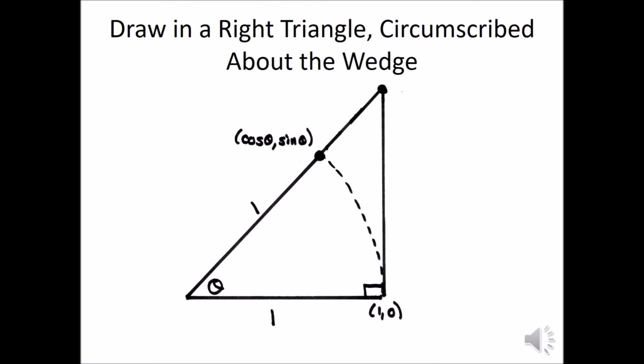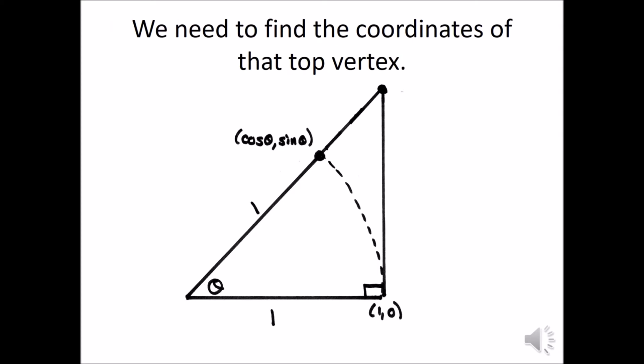Next I'm going to draw in a right triangle circumscribed about the wedge. So I've got that triangle, I'm just going to extend it and then come down over here. What I need to do is find the coordinates of this point over here. The x coordinate, I think, should be really easy. I think the x coordinate is just going to be 1. The y coordinate is going to take a little bit of work.